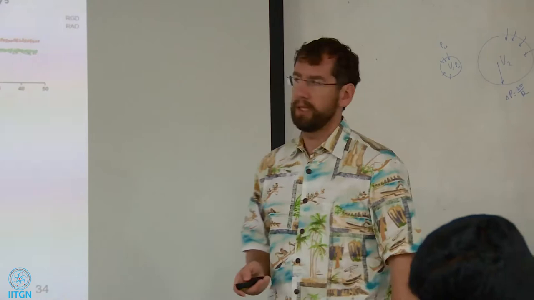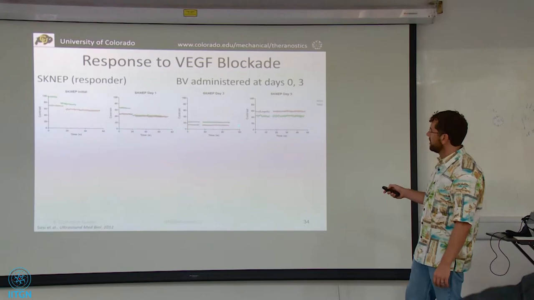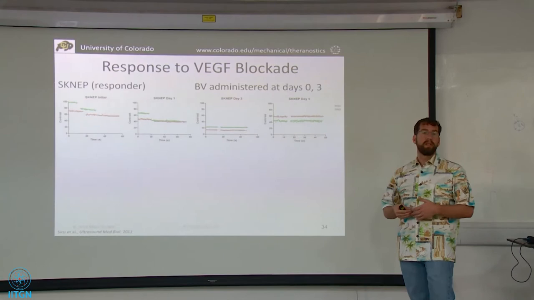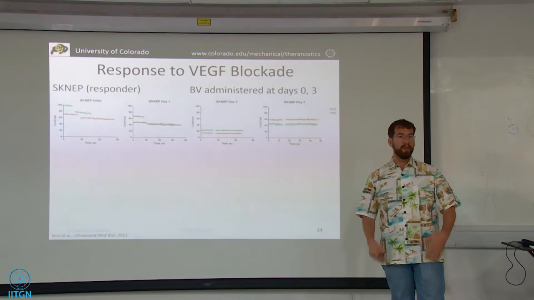So here it is initially, before the administration of bevacizumab. This is one day later. It hasn't changed very much. But by 3 days, you can see that these are flat. So basically, the blood vessels are not angiogenic, and they've responded. What's great is that you can tell within 3 days, here's 5 days, but you can tell within 3 days whether the therapy is working or not.